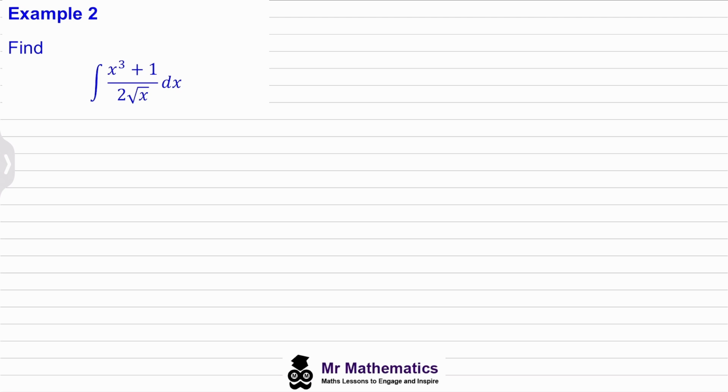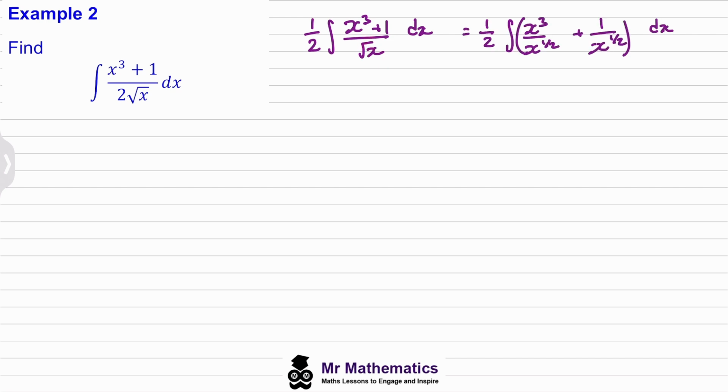So the first thing I'm going to do is I'm going to rewrite this integral with this division of 2 out in front of our integral sign, because this is just a constant, so this would become all of this. And then we can separate this fraction, and then use the rule of indices to write each of these as the power of x. So we get x to the 5 over 2 plus x to a negative 1 half. And then we can integrate each of these with respect to x.